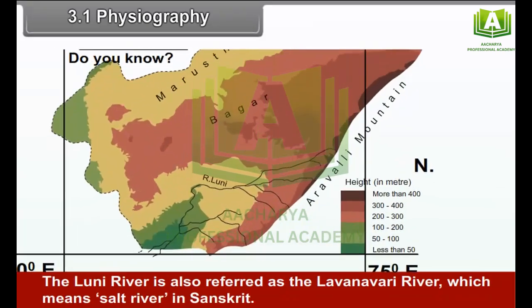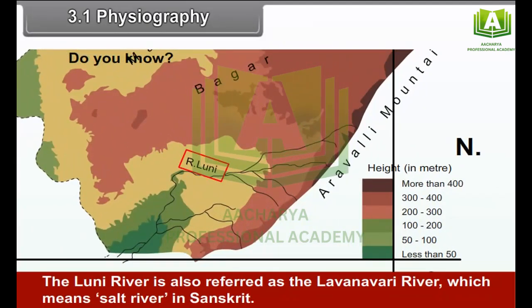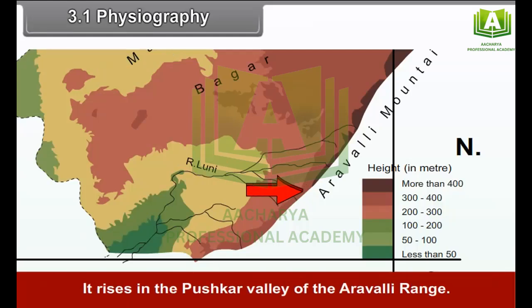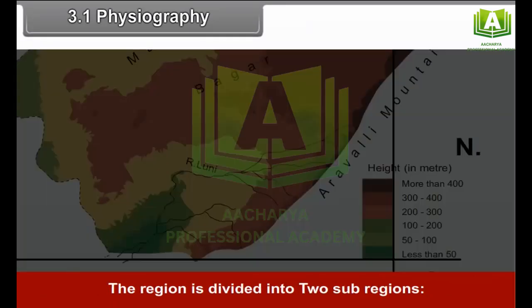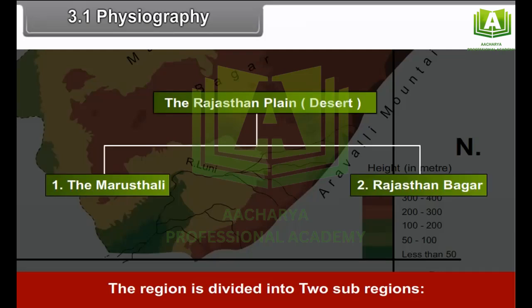Do you know the Luni River is also referred to as the Lavanvari River, which means salt river in Sanskrit. It rises in the Pushkar Valley of the Aravalli range. Luni is the only main river in Rajasthan desert. The region is divided into two sub-regions.